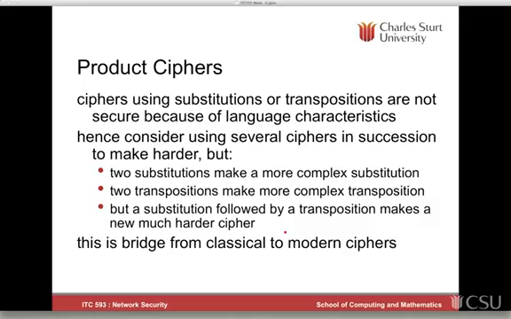Okay, you have seen that ciphers based on just substitution or transposition are not secure and can be attacked because they don't sufficiently obscure the underlying language structure. So consider using several ciphers in succession to make it harder. A substitution followed by transposition is known as a product cipher and makes a much more secure cipher, and forms the base of modern ciphers.